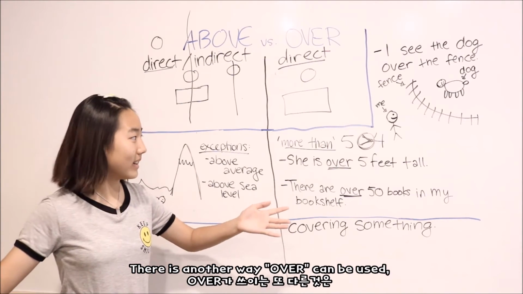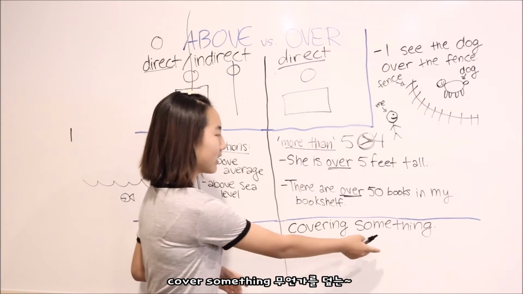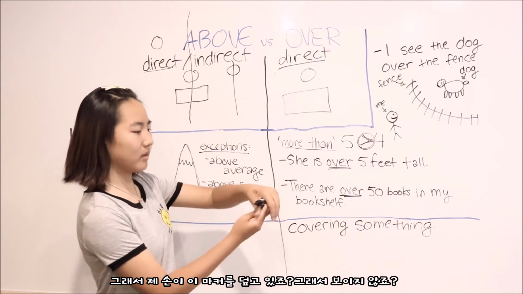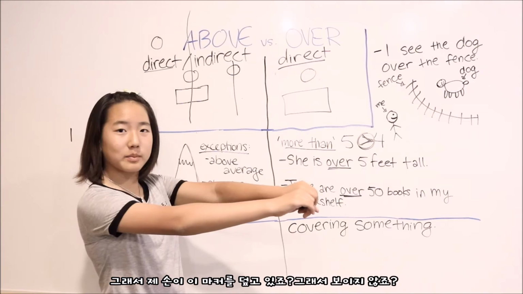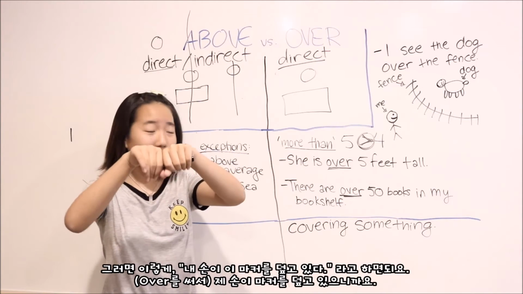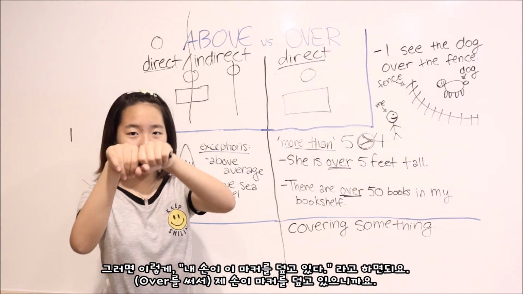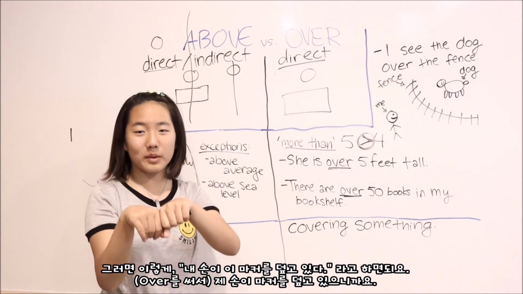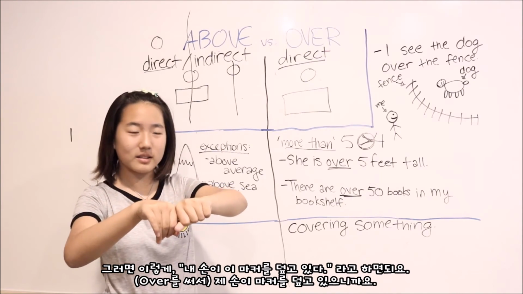There's another way over can be used, covering something. So my hand is covering this marker so you cannot see it. My hand is over this marker. My hand is over this marker because it's covering it.